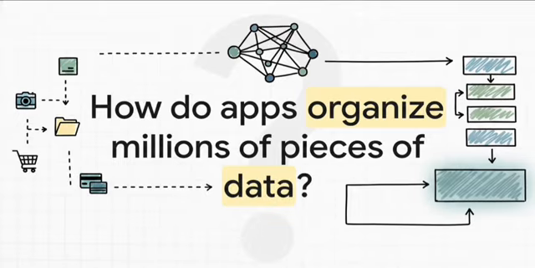So, think about this for a second. How do apps and websites juggle millions, even billions of pieces of data and still let you find exactly what you need in a snap? I mean, from your social feed to your shopping cart, it's a ton of information. Well, the magic behind all that organization? It's something called a data model.